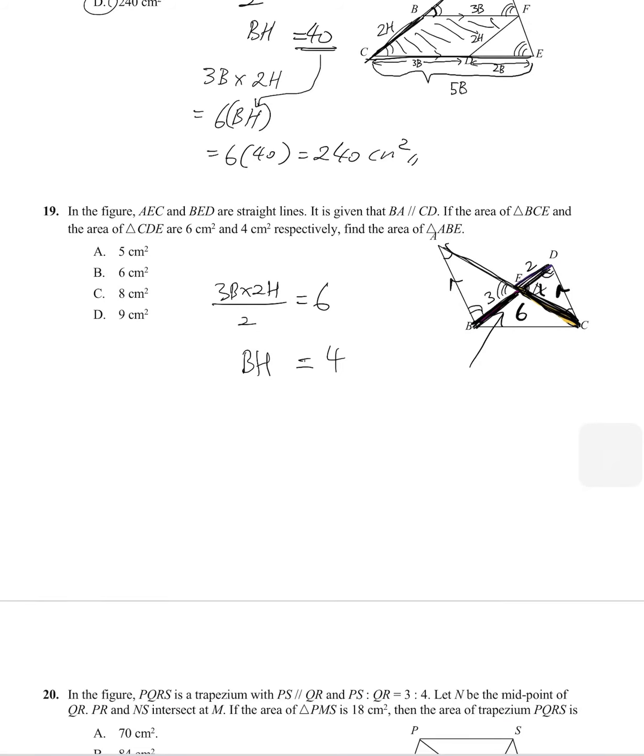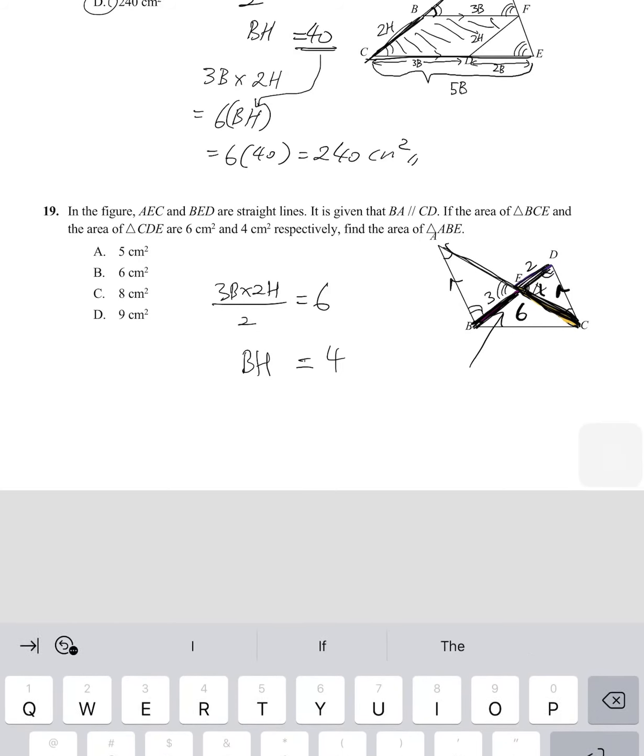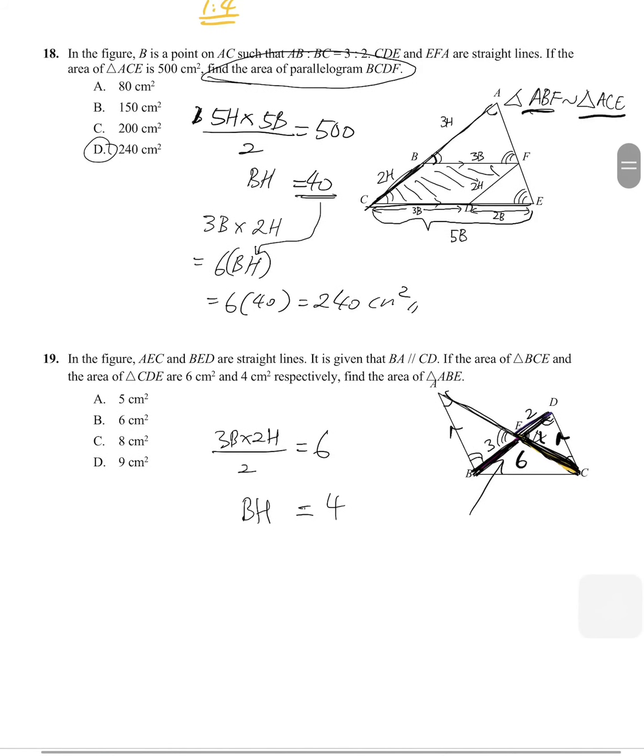Hold on. Times 2, 12, times 6, so it's a 2 only. So then 3 times 3, so 3B times 3H.